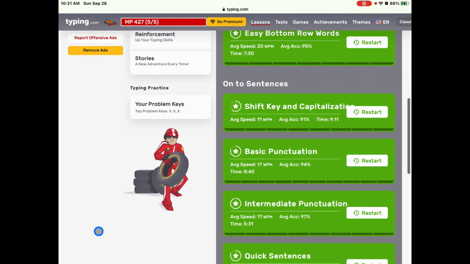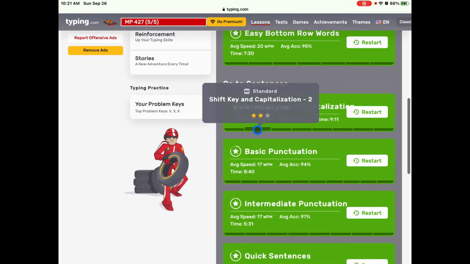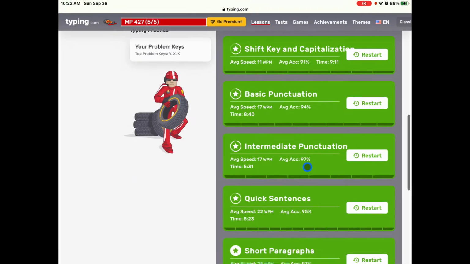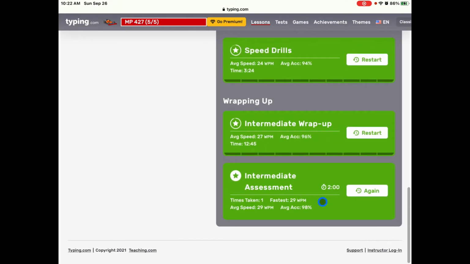Okay, so then we get a little bit lower. It's 11 words per minute with a 91% accuracy overall, but some were higher and some were lower if we go into here and look at the different lessons in the unit. Okay, and if we go all the way down, then basically you have your 2-minute test down here for this intermediate lesson, and I did pretty well at 29 words per minute right now at 98% accuracy rate.